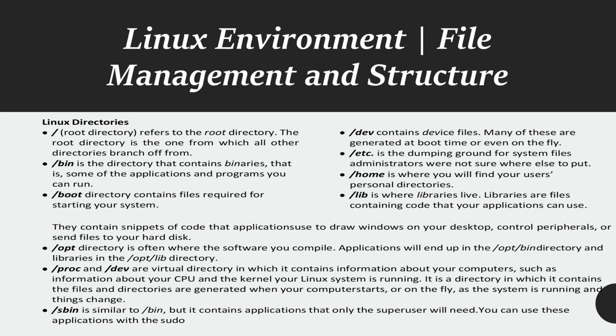/lib is where libraries live. Libraries are files containing code that your application can use. They contain snippets of code that applications use to draw windows on your desktop, control peripherals, or send files to your hard disk. /opt is often where the software you compile goes. Applications will end up in the opt/bin directory and libraries in the opt/lib directory. /proc is a virtual directory which contains information about your computer, such as information about your CPU and the kernel your Linux system is running.